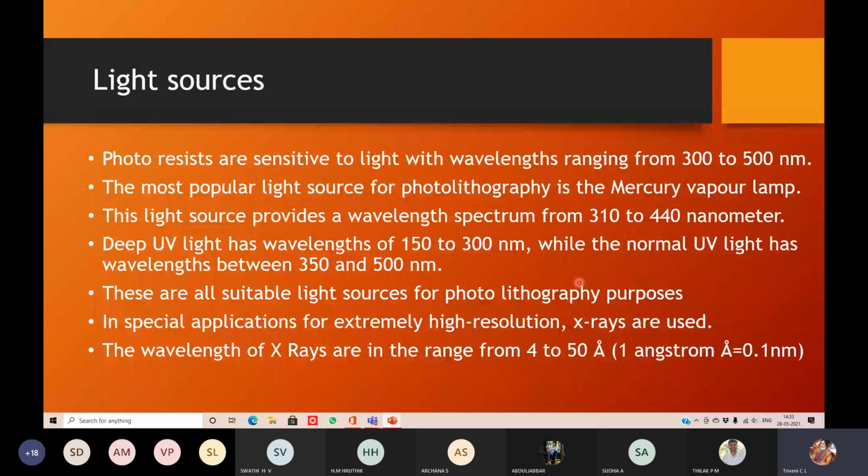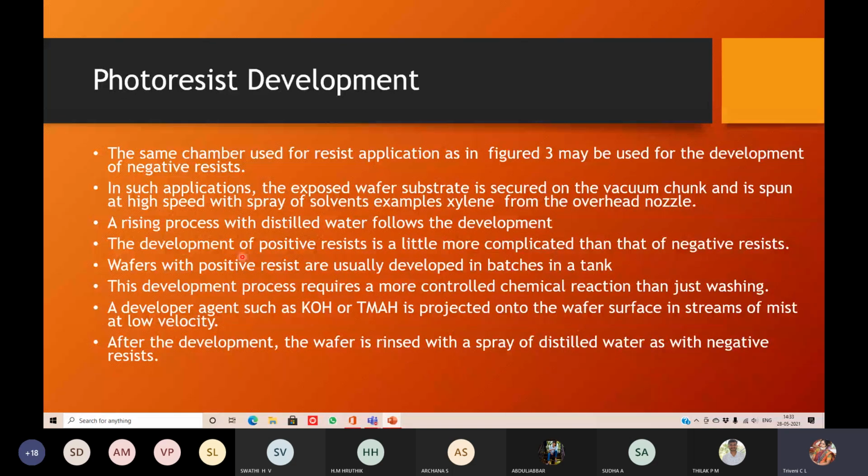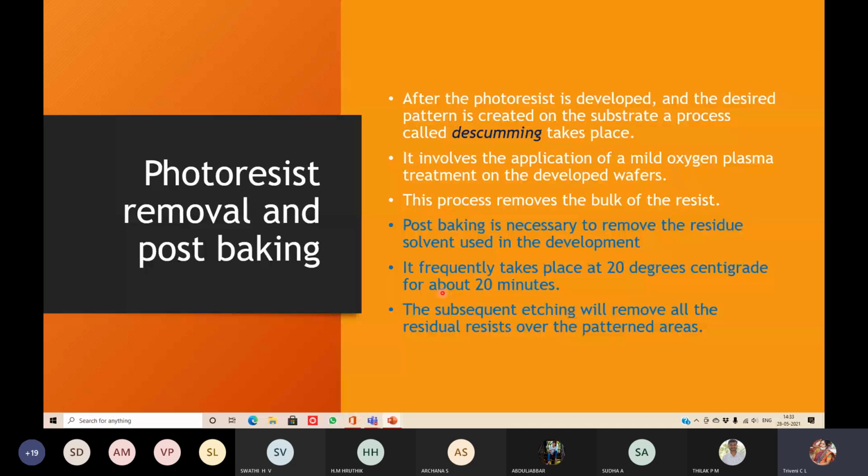Later we covered the light sources. What are the different light sources? We covered the mercury vapor lamp, and later deep UV light, another form of light source for photolithography steps. And X-rays can also be used. This also we discussed in the previous session. And later we discussed the development of the photoresist, how we will be able to develop it, using the negative resist method. And if you want to remove that, right?